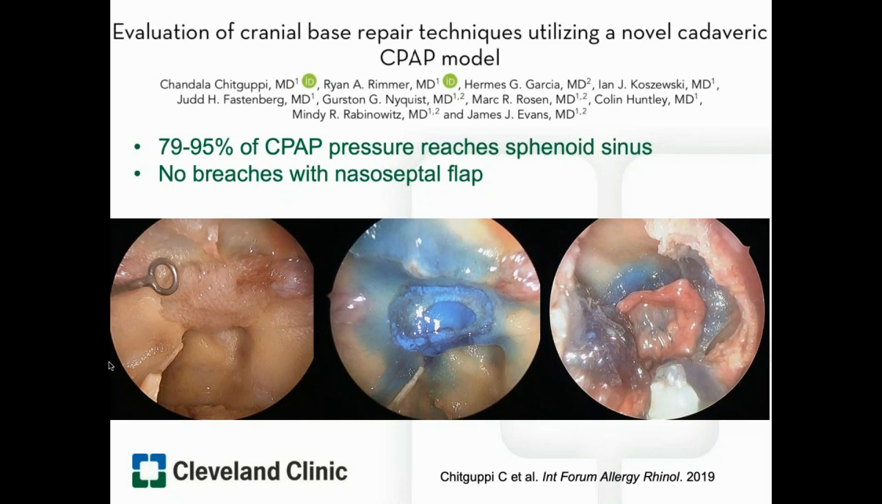And really they found if we put that nasoseptal flap in, there were no instances of breaches. And in some places, and here we've done as well, in some patients who really cannot tolerate being off CPAP for a couple weeks, we've used a nasoseptal flap to allow us to bridge them onto their CPAP within a couple days.